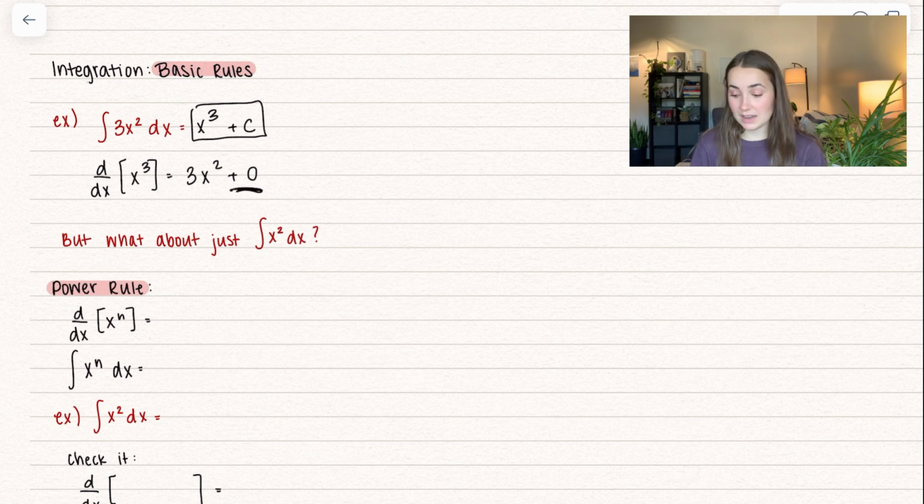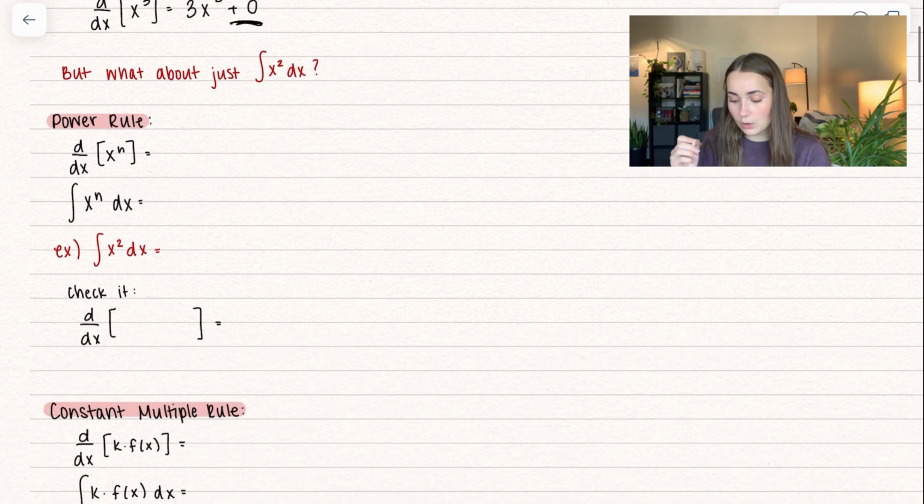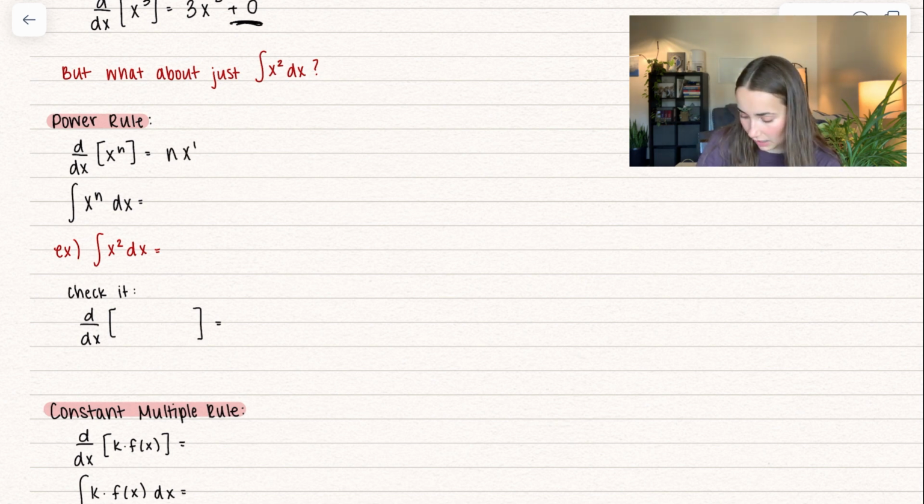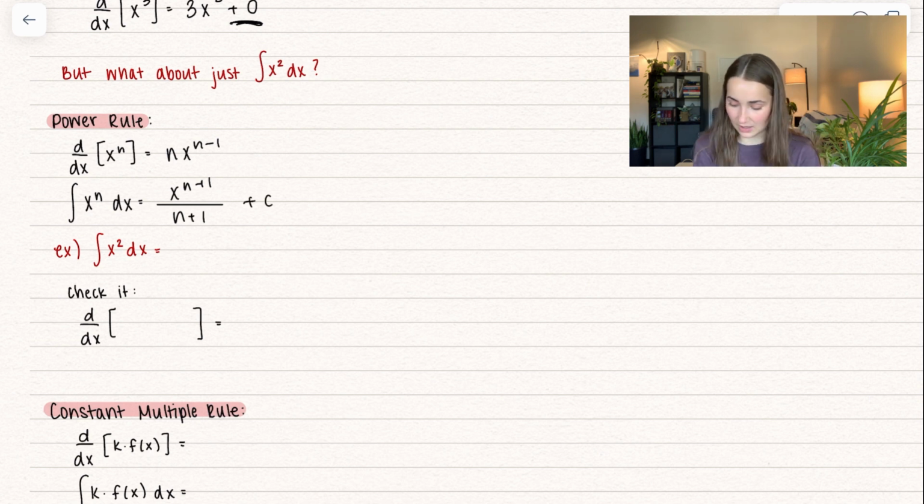So what would happen if it was just the integral of x squared dx? We don't have that 3 in front. That leads us to the power rule. So let's go ahead and talk about what that means. We know the derivative using power rule is where we bring down that exponent and then subtract 1. So like we talk about, integration or antiderivatives is just working backwards. So instead of subtracting 1 from the exponent, we're going to add 1. And what we do is we divide by that new exponent. And then, of course, we have that plus c value.